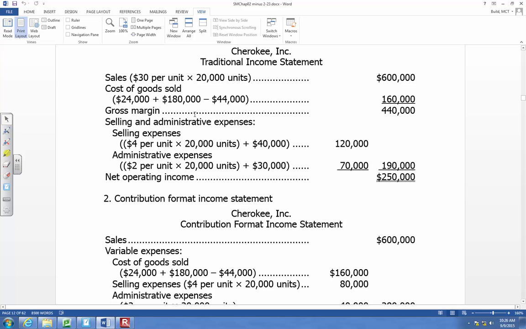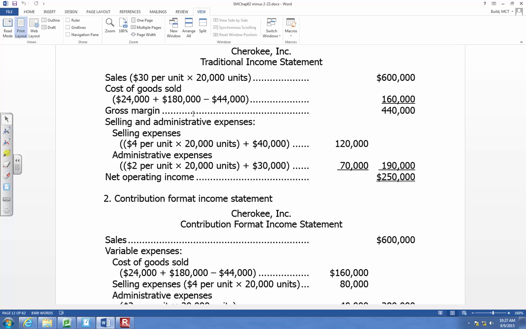So this is just filling out the model we just had up on the board, isn't it? 20,000 units at $30 a pop. Cost of goods sold, beginning balance plus purchases minus ending inventory, gives me gross profit or gross margin. Now, don't forget to do this, because we're focusing so much in managerial on splitting our variable and our fixed.